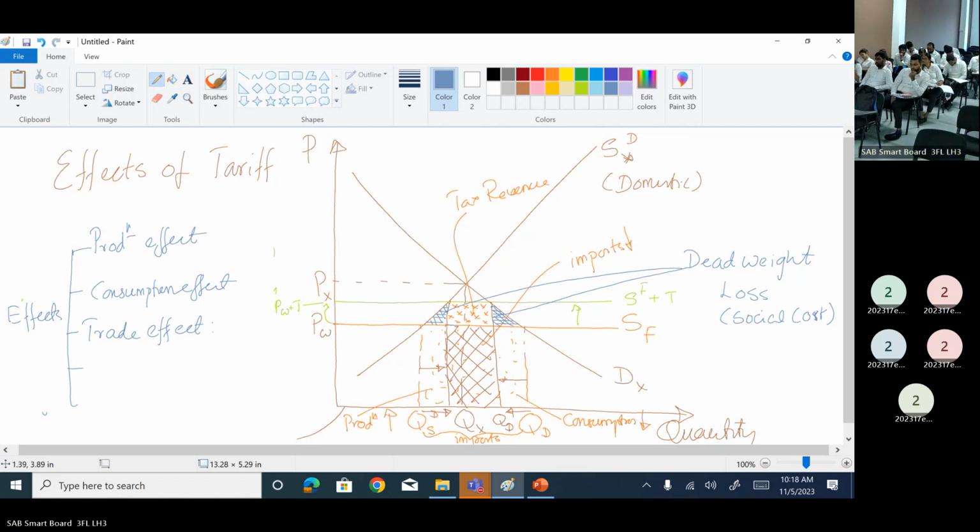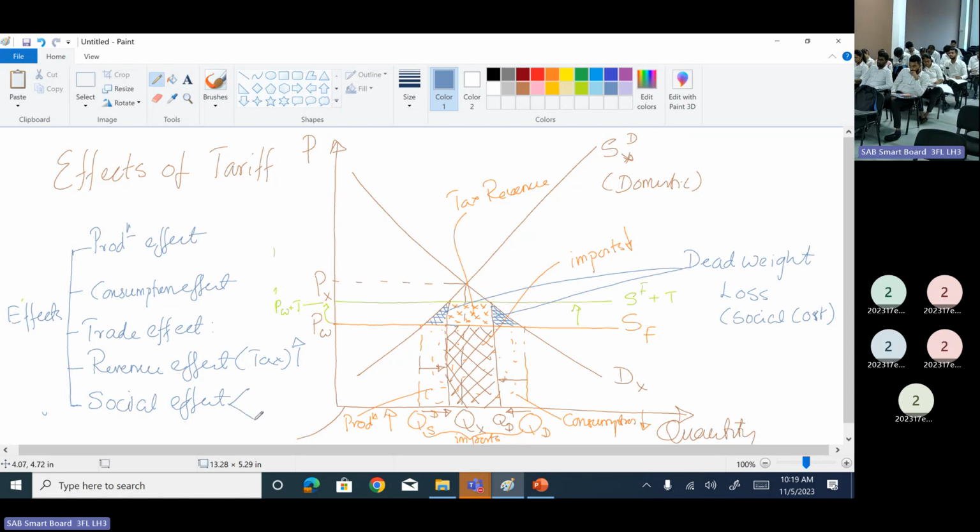And the revenue effect. Revenue effect, that is the tax revenue. It increases, right? So the government tax revenue increases. And the other one is the social effect.